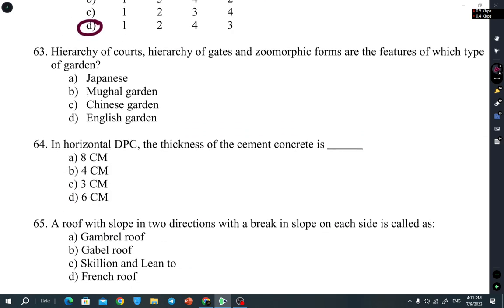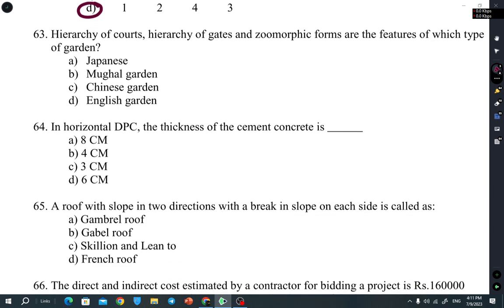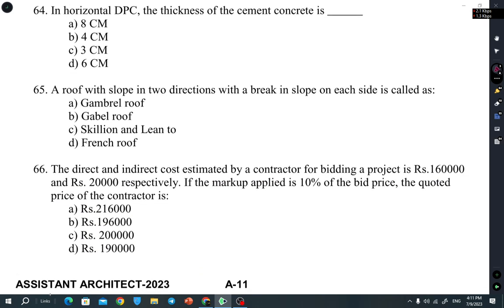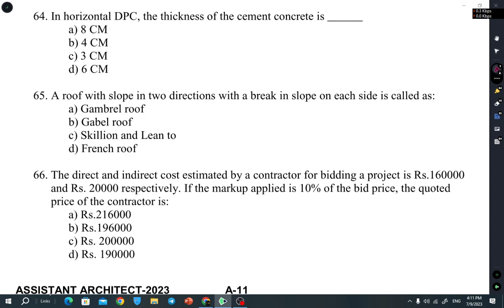Hierarchy of courts, hierarchy of gates, and zoom or brick forms are features of which type of garden? Option C. Chinese garden. In horizontal DPC, the thickness of the cement concrete is option B. 4 cm. A roof with slope in two directions with a break in slope on each side is called as option A. Gambrel roof.